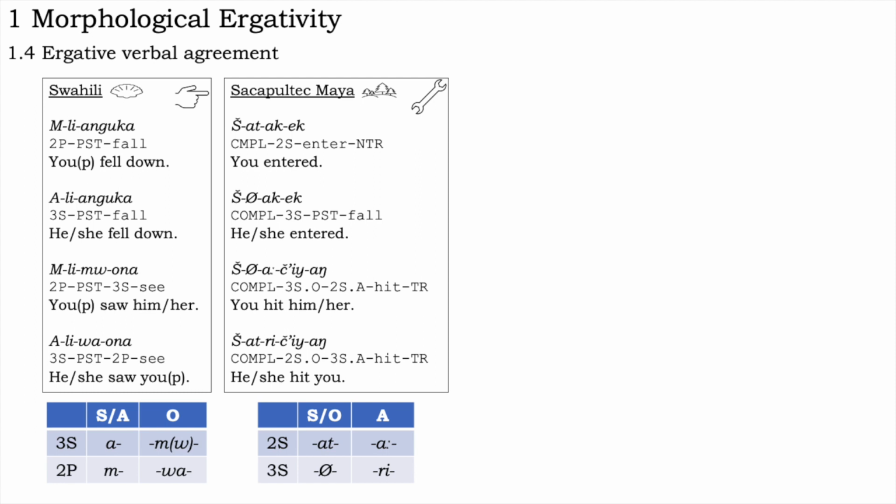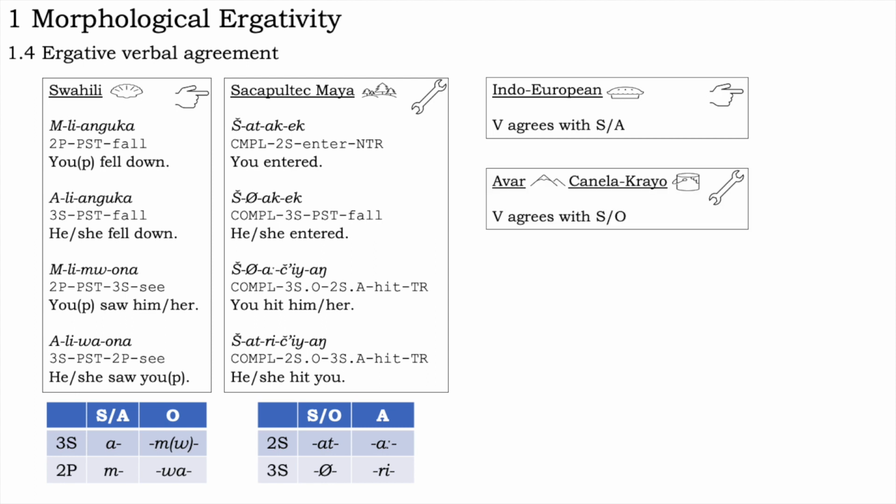There are also some languages in which the verb only agrees with one of its arguments. Some familiar examples are the nominative-accusative languages of Indo-European, in which the verb agrees with S and A, but not O. Similarly, there are some ergative languages, such as the North Caucasian language Avar and Canela-Krahô from the Jê family, in which the verb agrees with S and O, but not A.